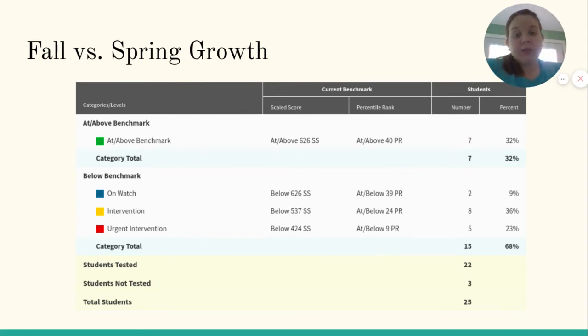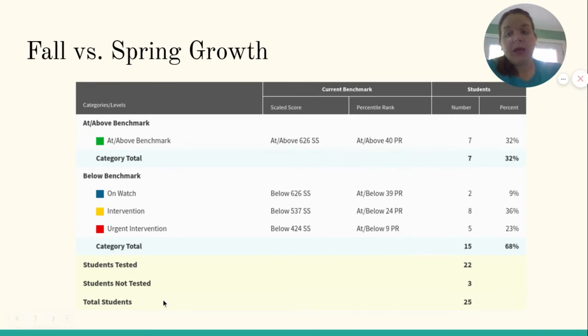So this first chart that I'm going to show you is our fall results for this particular class in 6th grade. As you can see, 32% of this class was at or above benchmark. There were 25 students in this class.